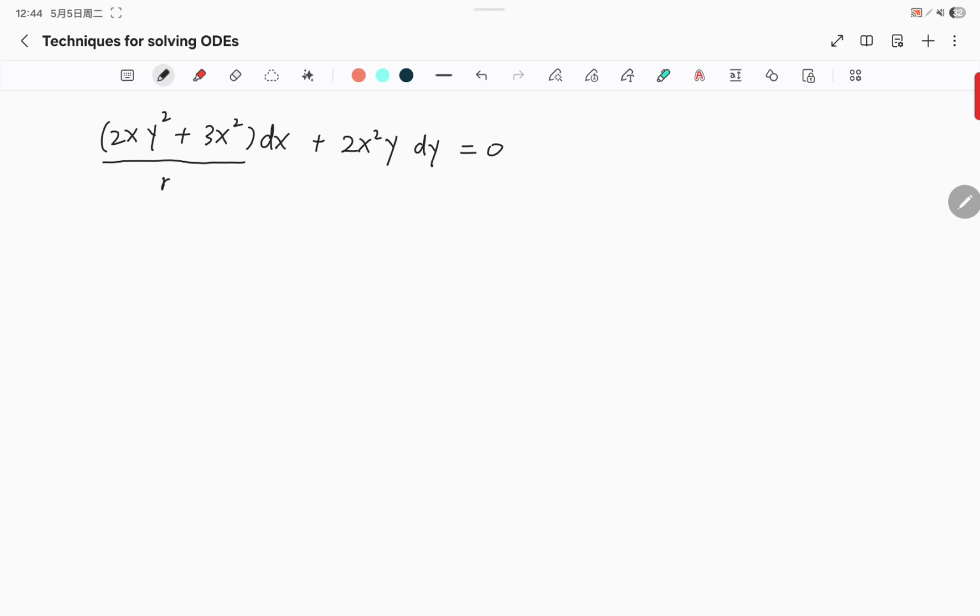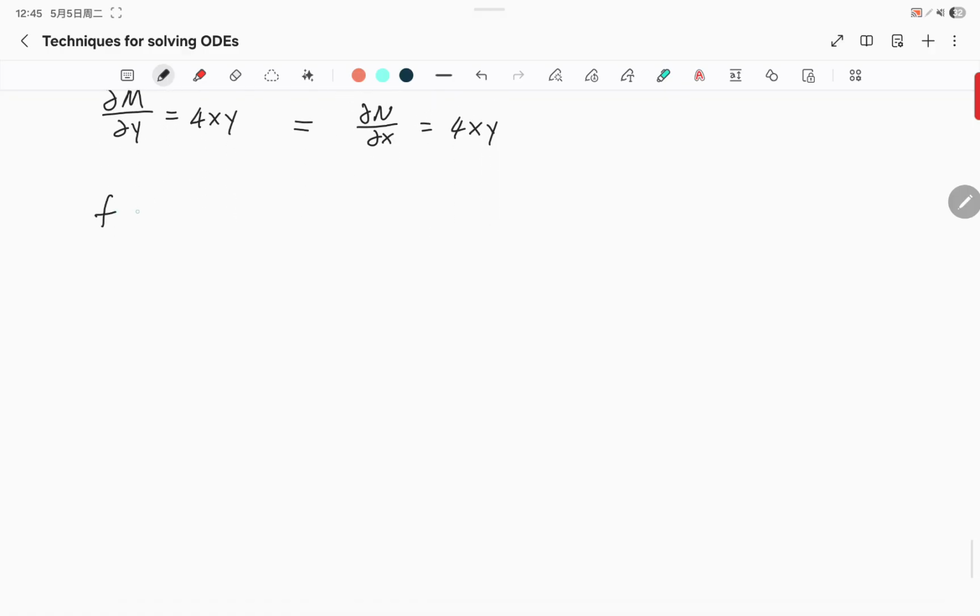I'm going to call this new M. It's still M, but a different type of M. New N. Now we're going to check if they are equal. The exactness, the partial derivatives, are they equal? This is equal to 4xy, and my del N del x is equal to, indeed, 4xy. And they are equal, so now they are exact. We can proceed using the exact equation technique.